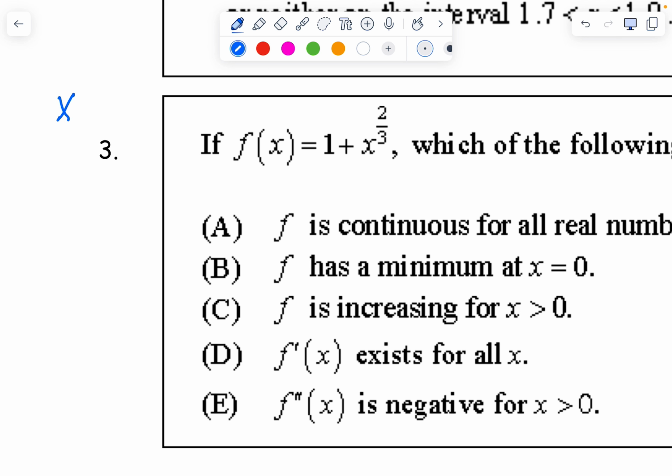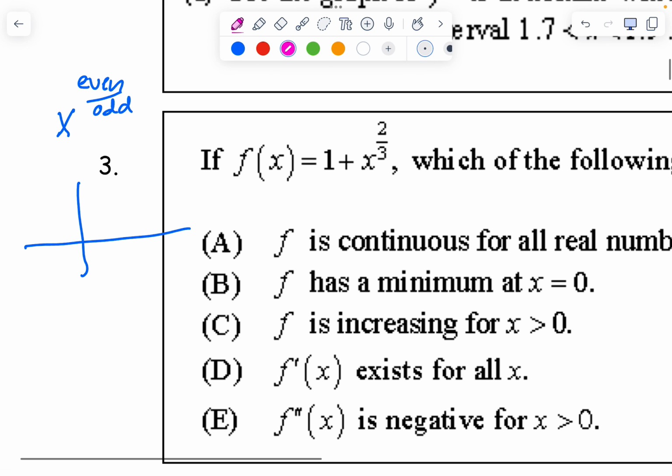If you have x to the power of any even over odd, the behavior is always in this manner. So if you want, you can test it on Desmos. But right now, since I'm recording, let's not worry about testing it yet, okay?